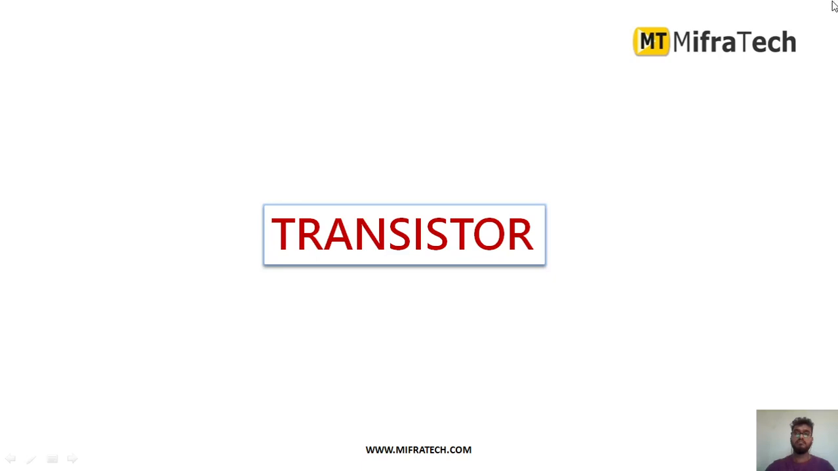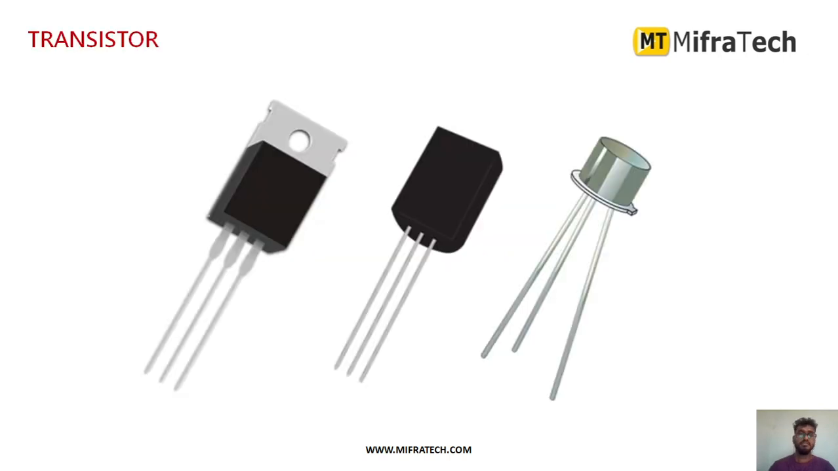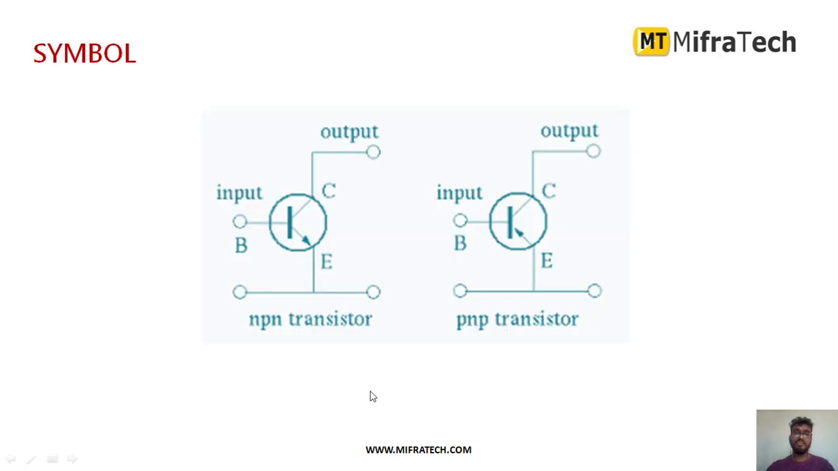Today in this section we learn about transistors. So these are the different types of transistors. This is the general symbol representation of a transistor. As you can see, it has mainly three terminals: base, collector and emitter. We provide input through the base, and we can see the output in the collector.